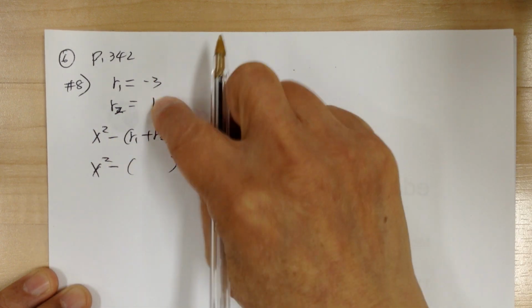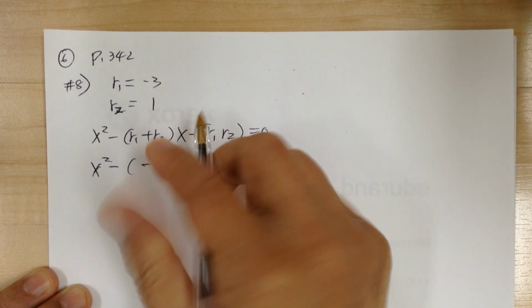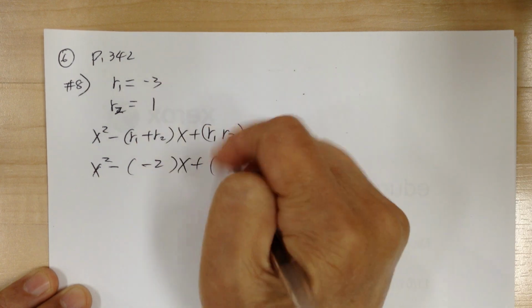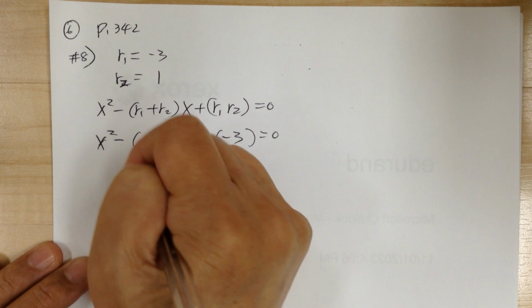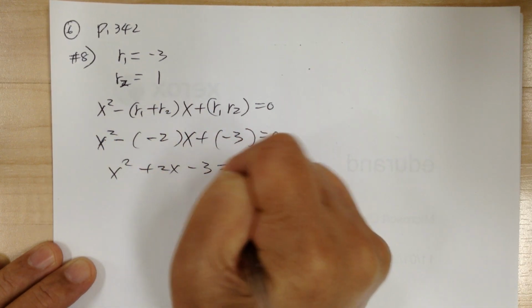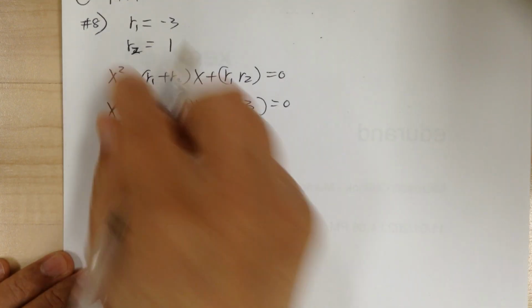So when you add, R1 plus R2, negative 3 plus 1 will give you negative 2, right? Next one is multiply. When you multiply, you're going to get negative 3. And so now you just get rid of parentheses. So you're going to get x squared plus 2x minus 3 equal to 0. Okay, and that's your answer for this problem.